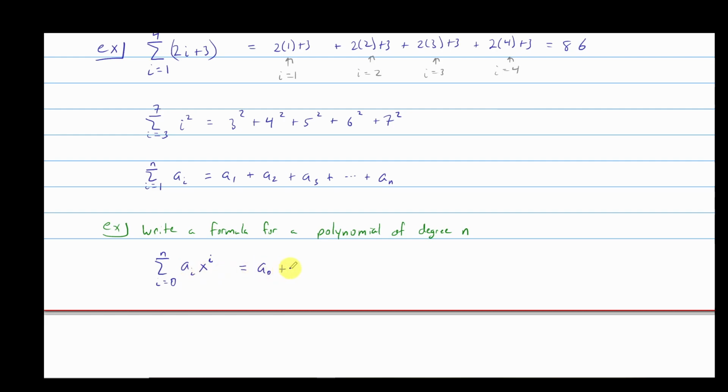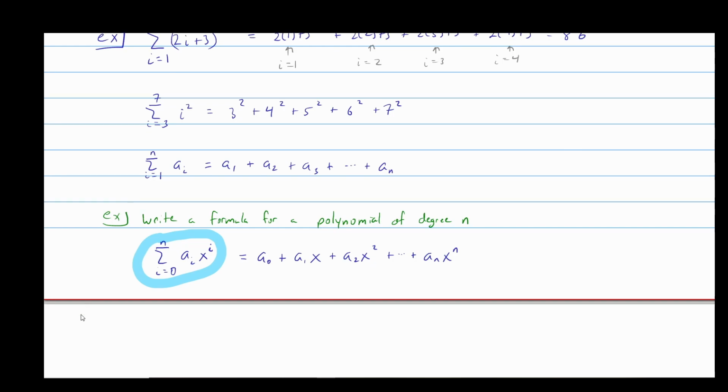When i is 1, we'll have a1 x to the 1 power, plus when i is 2, I have a2 x squared, and this will keep going up until I have an x to the n. So what I have here is a very compact way of writing out a formula for any generic polynomial of degree n, where I don't have to specify what n is, and I don't have to specify the coefficients. It's left as vague.